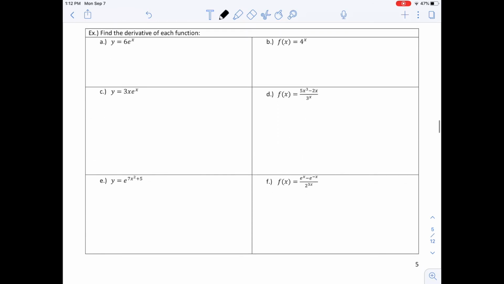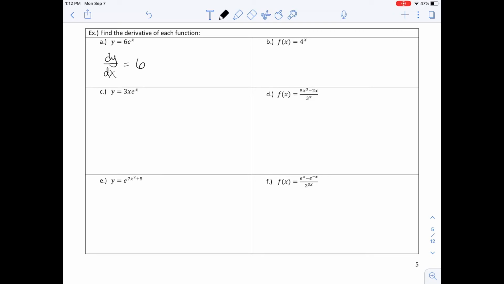So we have some examples right below this. Try some of them together, and then we'll leave some of them to do in class. So the first one is finding the derivative of each of these functions. A says y equals 6e to the x, so our derivative is dy/dx.